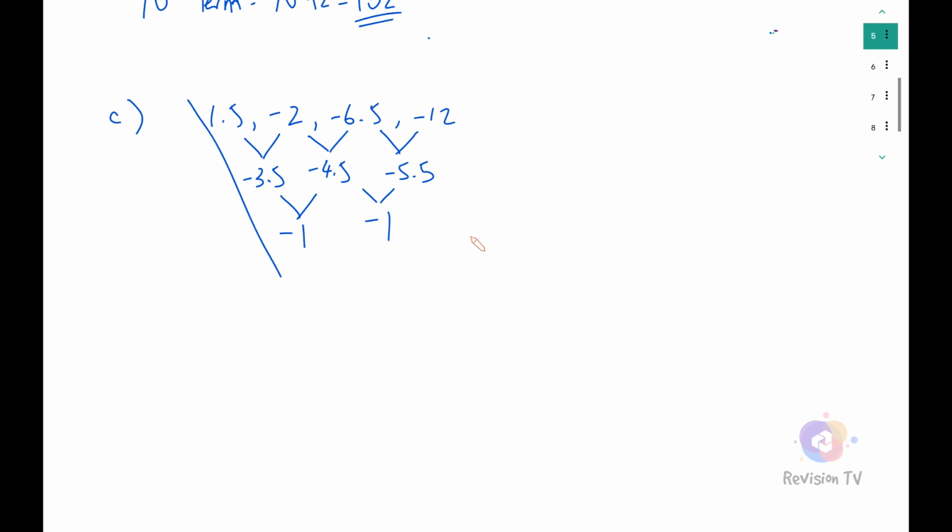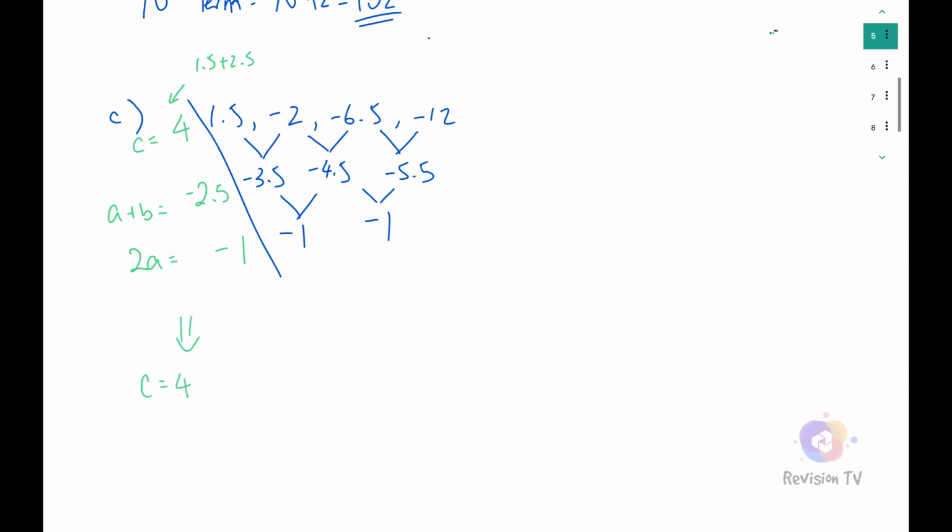Start from the bottom, minus 1, minus 1. Previous term is minus 1. Next one, if you look at this, negative 5.5, negative 4.5, negative 3.5. This must be negative 2.5. Now this one, something minus 2.5 is 1.5. So to work out this number, we can do 1.5 plus 2.5, which is 4. So what we've got is C equals 4.